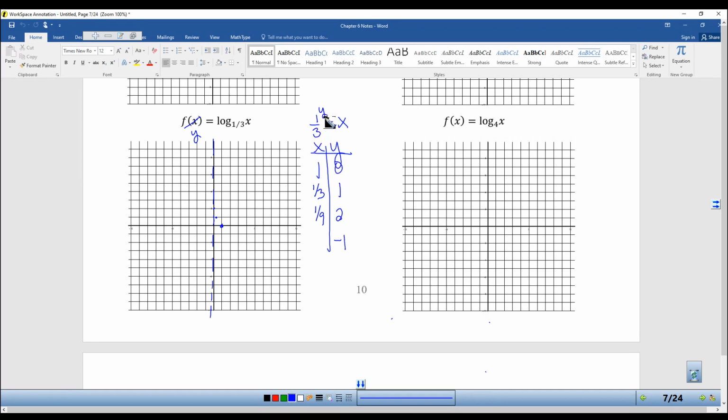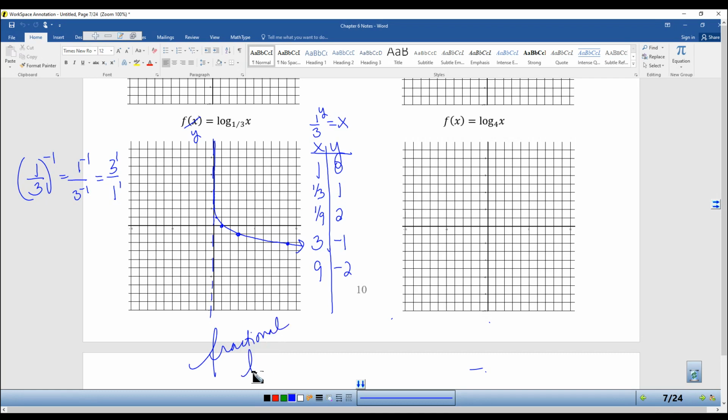So 1/3 to the -1 comes out to be 3. 1/3 to the -1 is 1 to the negative 1 over 3 to the negative 1, which is that moves to the top and that moves to the bottom. And so it's just equal to 3. So when x is 3, y is negative 1. Let's do one more. Negative 2 is going to flip this one, so positive 9. 9, negative 2.